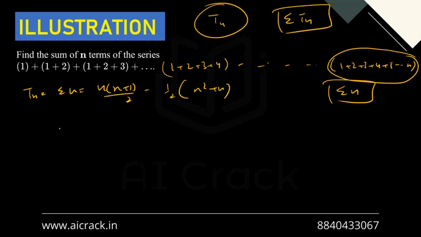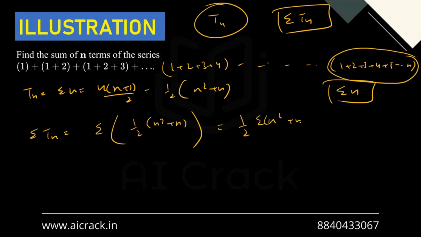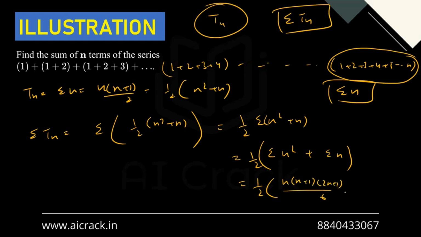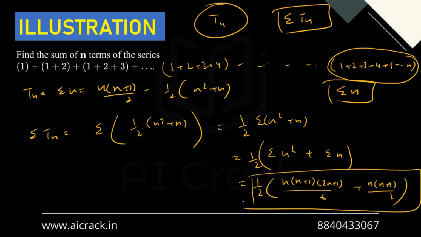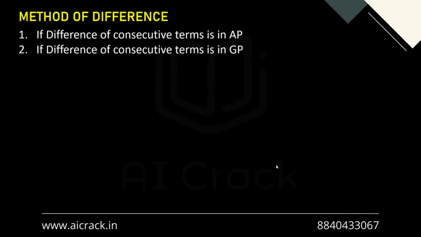Now we have got Tn, so we have to find sigma Tn, right? That would be sigma of 1 by 2 (n square plus n). Now we can use the property, we can take this constant outside. We'll be getting 1 by 2 sigma (n square plus n). Now this becomes 1 by 2 (sigma n square plus sigma n), right? Now this becomes 1 by 2 [n(n plus 1)(2n plus 1) by 6 plus n(n plus 1) by 2]. So this is our answer. You can solve this further. This is our answer, okay?